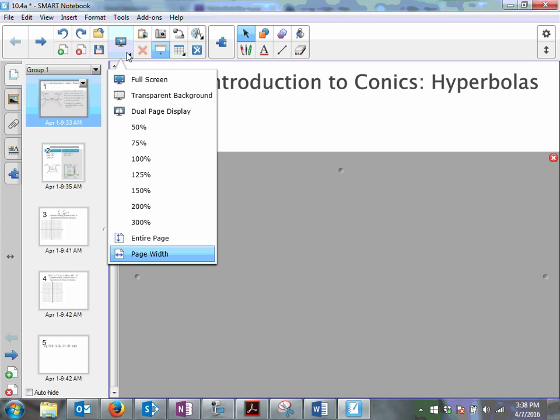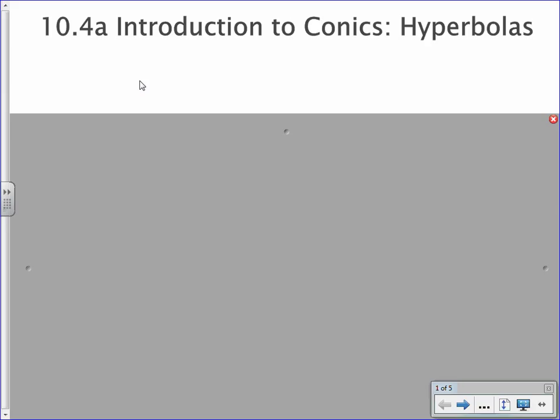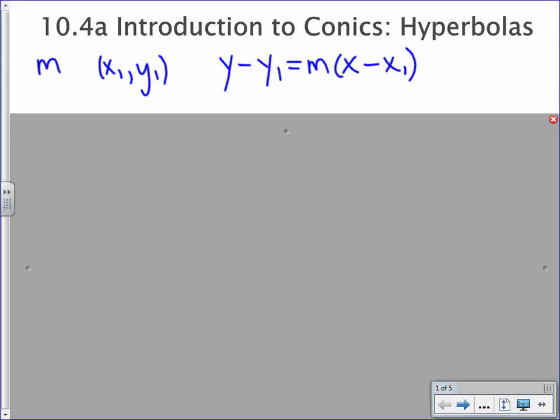Before we talk about what a hyperbola is, I do want to remind you what point-slope form is for a line. Remember, if you have a slope and a point that is on the line, then you can write the equation of your line as y minus the y coordinate equals slope times x minus the x coordinate. We are going to use this when we talk about hyperbolas. So if you don't remember this formula, you may need to write it down.